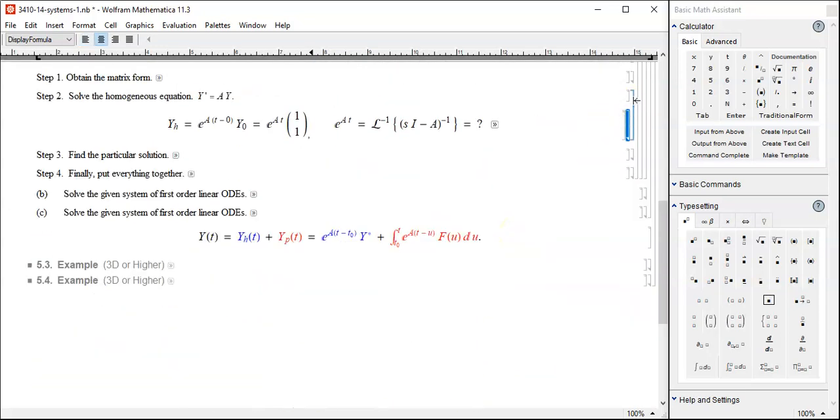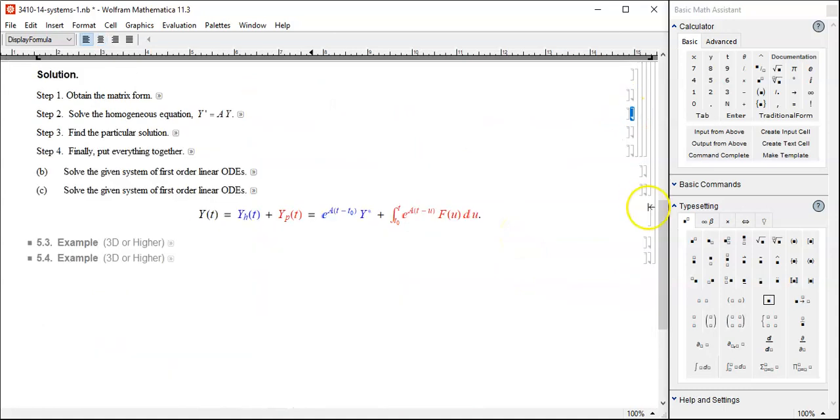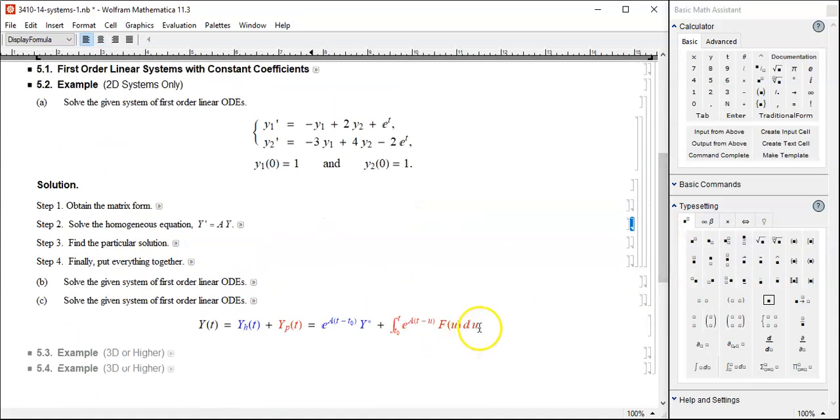Alright, how about the red part? How do you calculate this thing? We have matrix exponential here, and do we have to go through this Laplace inversion again? No, not really. We already found e to the At, so in place of t, I'm going to replace by t minus u.